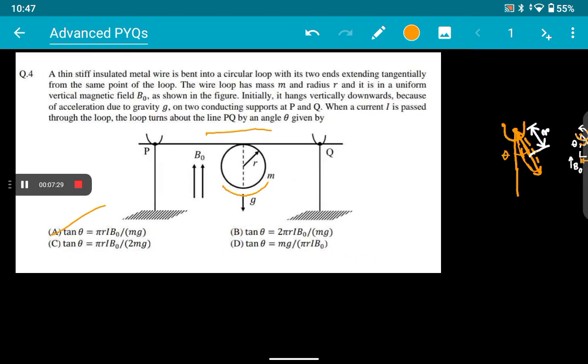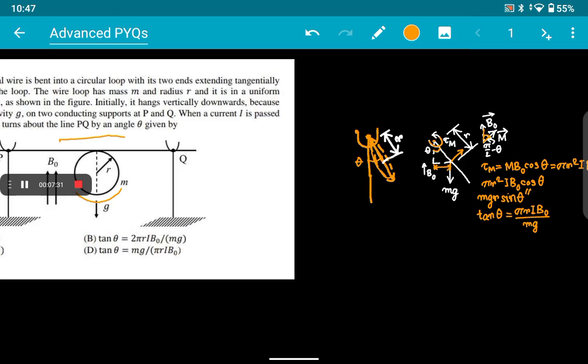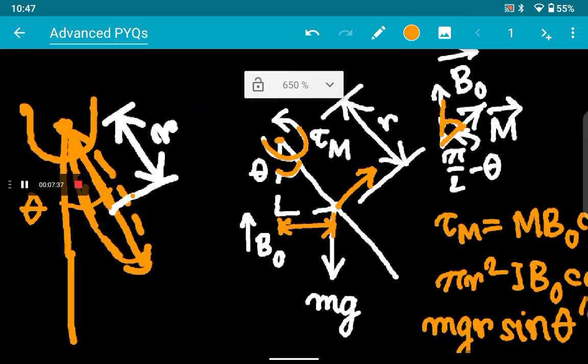Some of you might have solved this in this way, but there is a catch here, a small catch is here. So now let us think by another point of view. Let's think of energy conservation. Mechanical energy must have been conserved here.